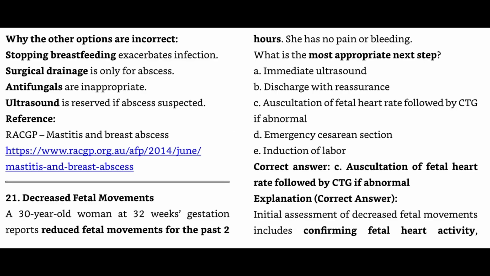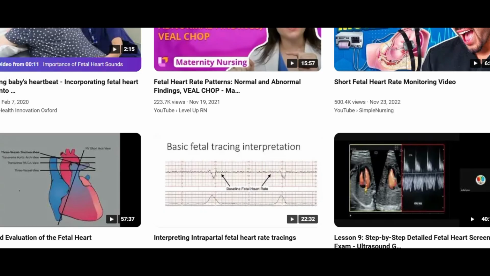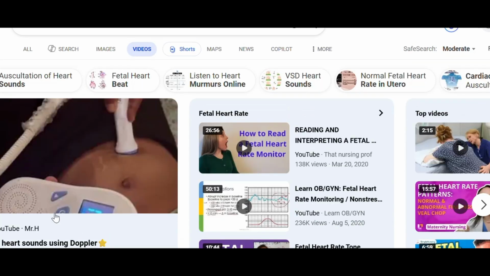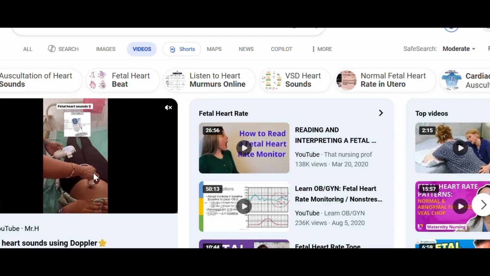The most appropriate next step for assessment of decreased fetal movement is auscultation of the fetal heart rate, which is assessment of the fetal heart activity. This is an example.